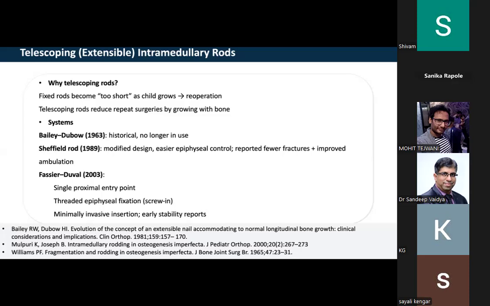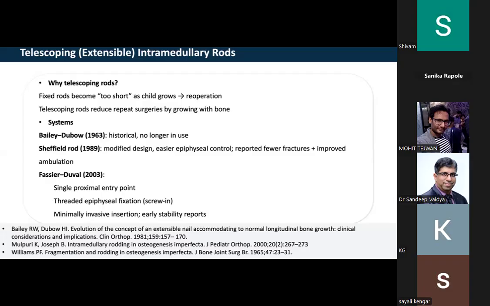So we started with the Bailey-Dubow type of rod, then the Sheffield rod, then the Fassier-Duval rod that we use right now. They are best suited when there is meaningful growth remaining. The literature recommends that somewhere around the age of 10 years is when these implants are used more.